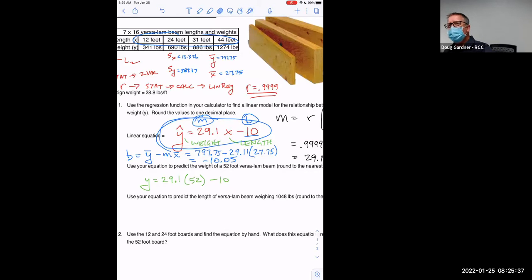On the test, my only concern would just be read carefully enough that you know where you're plugging 52 in. It'd be easy to accidentally plug it in for Y, but because it's 52 feet long, that's length, and you're being asked for weight, which is Y, so you're being asked for Y and you're being told the length, so it definitely has to go in right there. Okay, that's pretty straightforward order of operations. 29.1 times 52 minus 10.